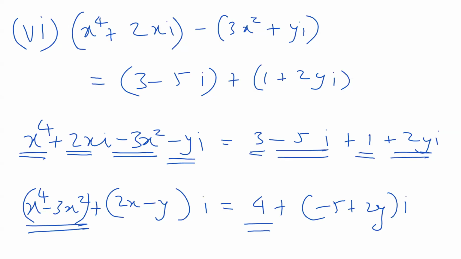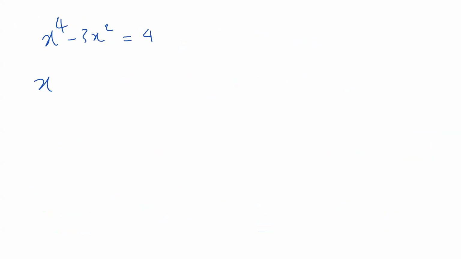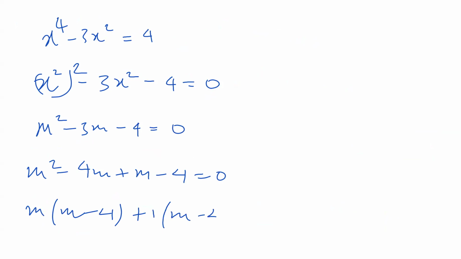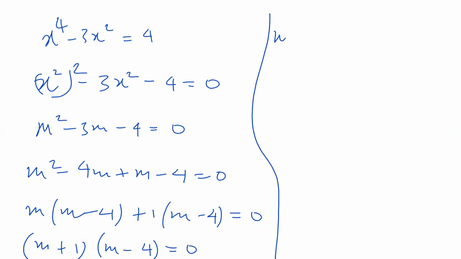Okay. So first we'll simplify this. (x²)² - 3x² - 4 is equal to 0. Okay, let x² be m. So m² - 4m + m - 4 equal to 0. m(m - 4) + 1(m - 4) equal to 0. So (m + 1)(m - 4) equal to 0. So m equal to minus 1 or m equal to 4. x² equal to minus 1 or x² equal to 4.